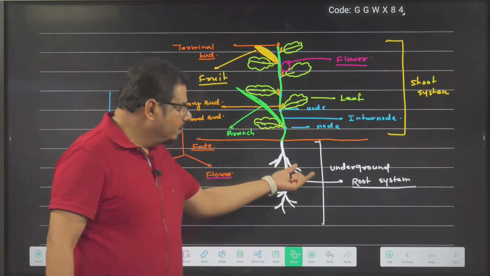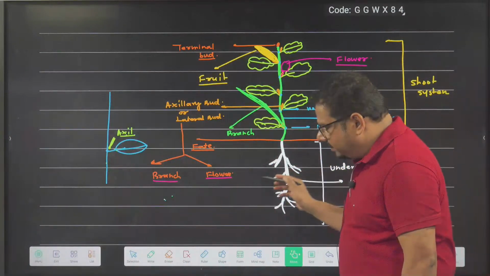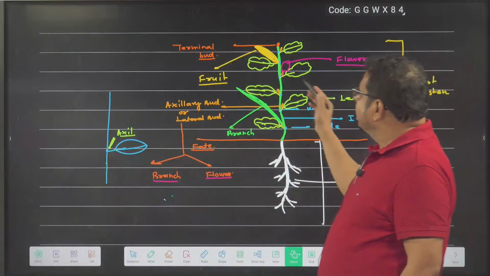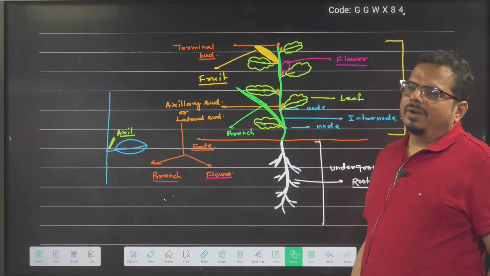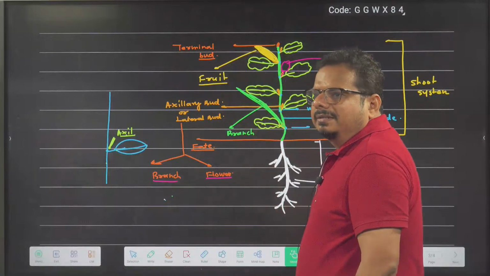How many types of root system are there? What are the modifications in the roots? How many types of stems are there? What are the modifications? Getting the things or not? Is it clear? Is it done?